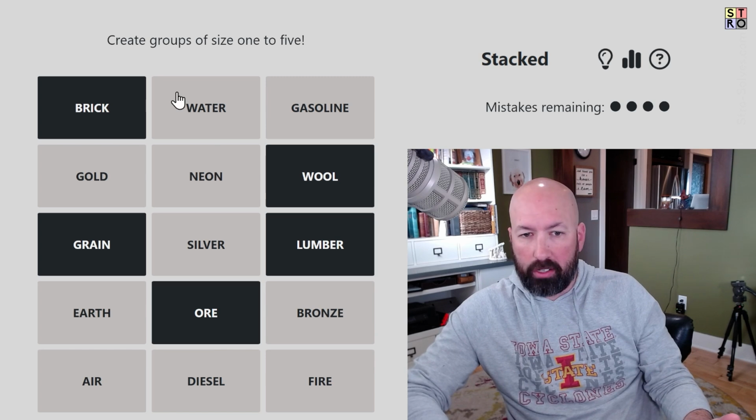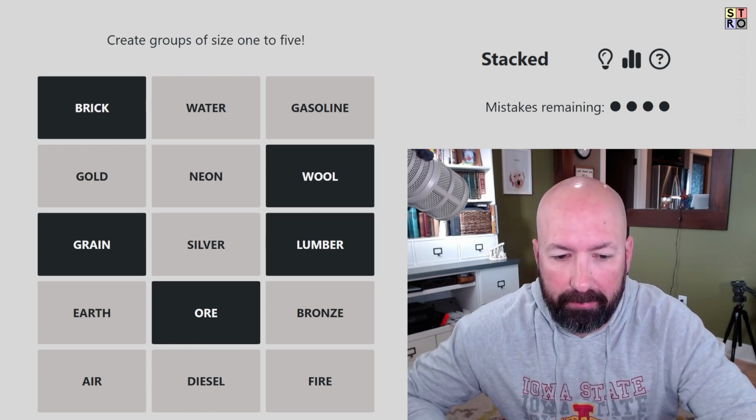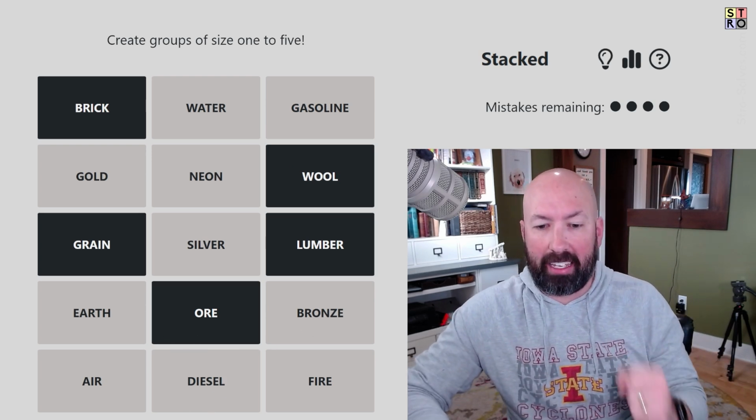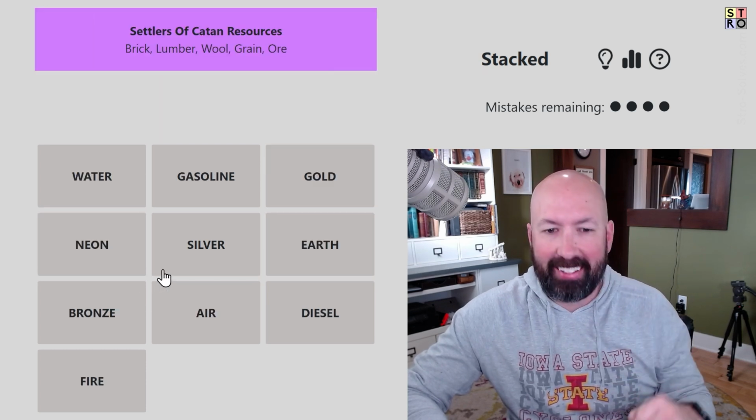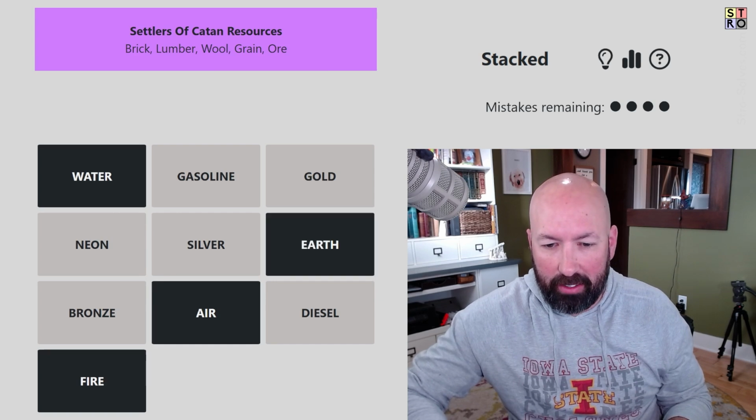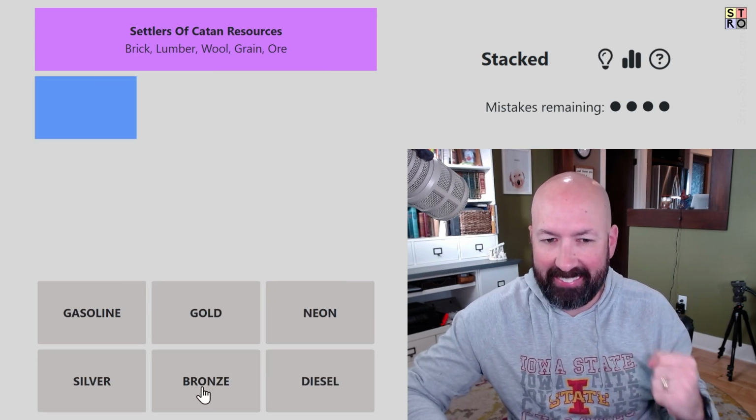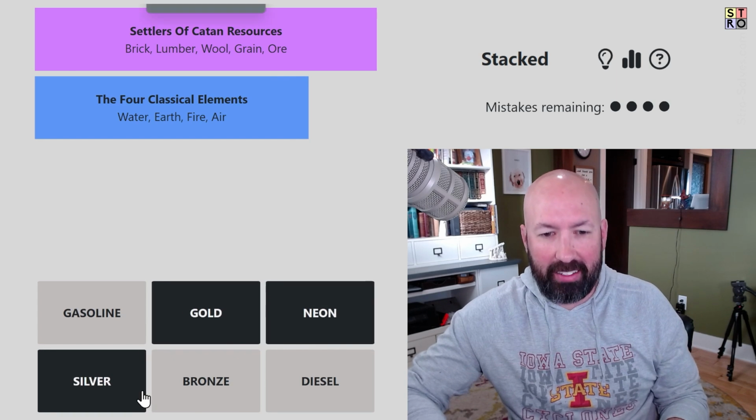Earth, air, fire, and water is a group of 4. Gold, neon, and silver is a group of 3. Gasoline and diesel is a group of 2. Bronze is a group of 1. And I think, if that's right, I can get them in order. Group of 5? Okay. Fire, air, water, earth, group of 4. Silver, neon, and gold, group of 3.